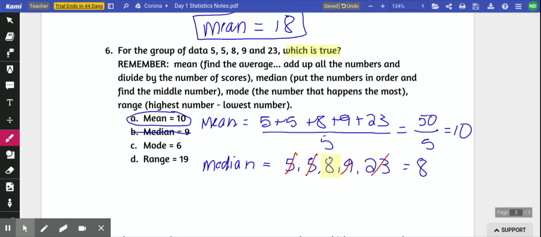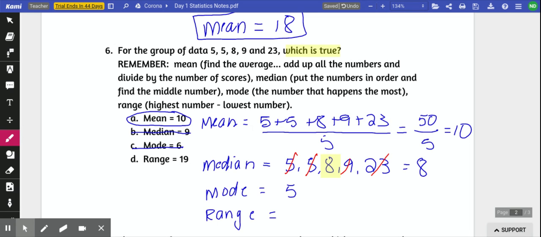If I wanted to find the mode, again, the mode is just the number that appears the most often in the set of data. 5 is the only number that repeats, so that makes my mode 5. And again, choice C says my mode is 6, and that's not correct, so I know choice C is not going to be my answer. And last but not least, my range.